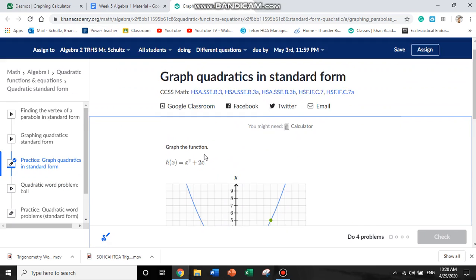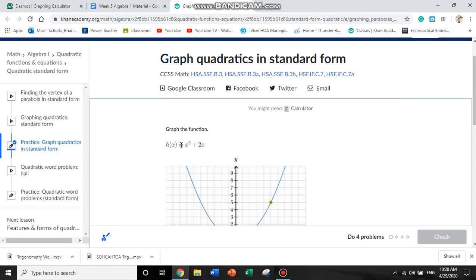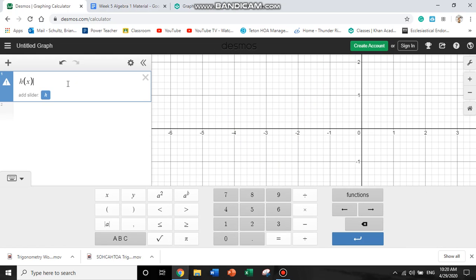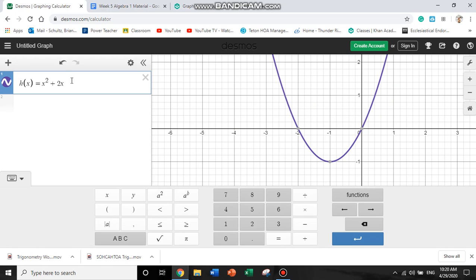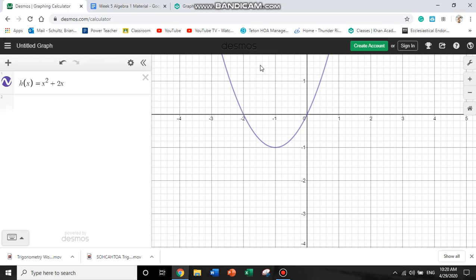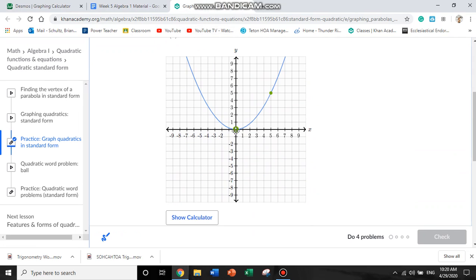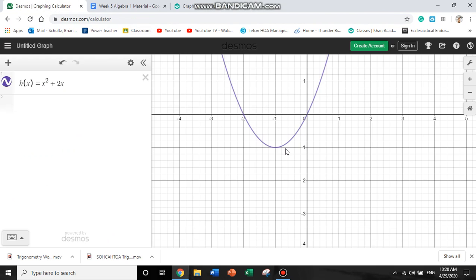Okay. And what we're going to do is take this function right here, h of x equals x squared plus 2x. We're going to come over here to Desmos and plug that in. So we get this function right here. And if you notice on the common practice, I have to drag this vertex to the correct spot, and I also have to drag this dot to the correct spot too, so that I get the exact same parabola as I have right here.